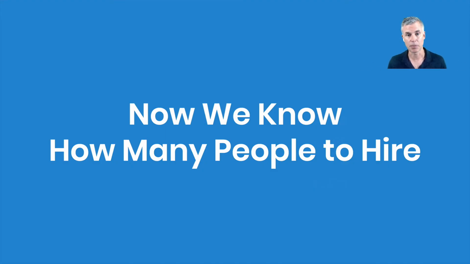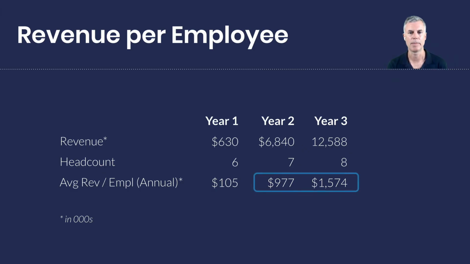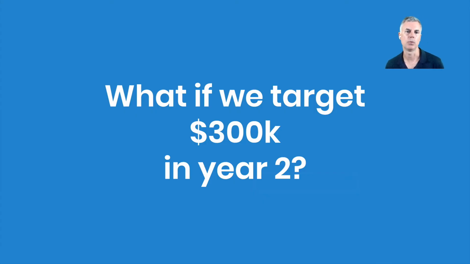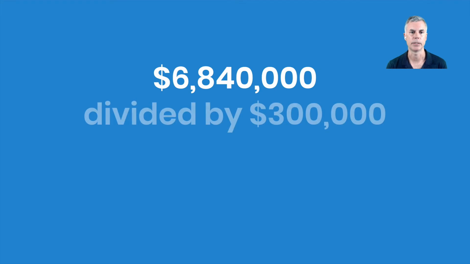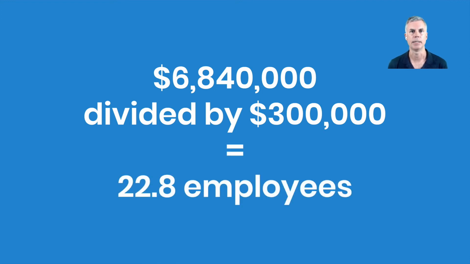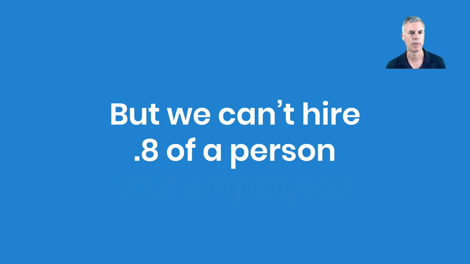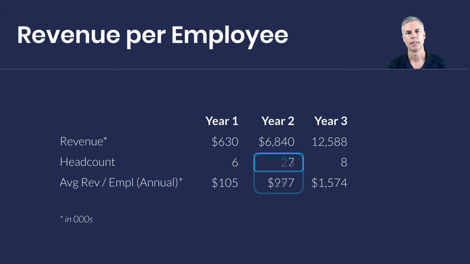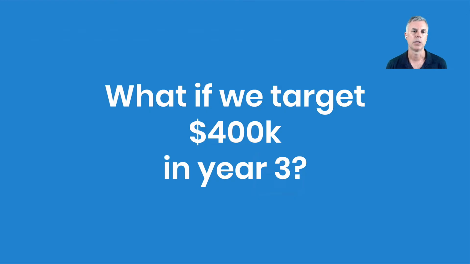But what's super cool is now we know how many people to hire each year. What do I mean by that? We have these numbers of revenue per employee that seem high, but what if we make them realistic? What if we force them to be in our range? What if we say in year 2, we're going to do $300,000 of revenue per employee? So let's do the math. Here's our revenue for year 2, $6.8 million. We divide it by the $300,000 revenue per employee target, and that gives us 22.8 employees. We can't hire 0.8 of a person, so we round up to 23. If we take 6.84 million and divide it by 23 people instead of 7 people, we're right below that $300,000 target. So now we know we should hire about 23 people in year 2, which is information we didn't used to have. We can do the same thing for year 3.